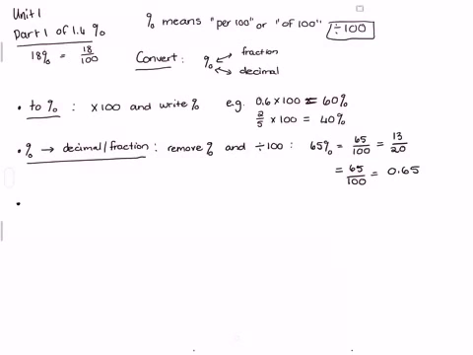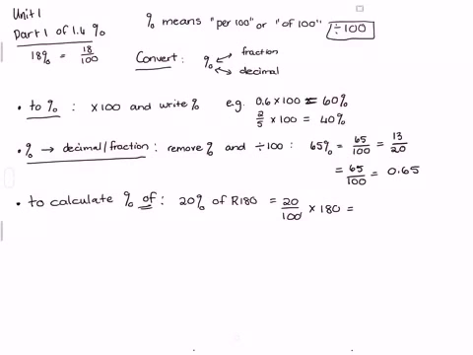What do we often need to know? We often need to calculate a percentage of something. So maybe I need to find 20% of 180 rands. You would simply say 20 over 100 times 180.